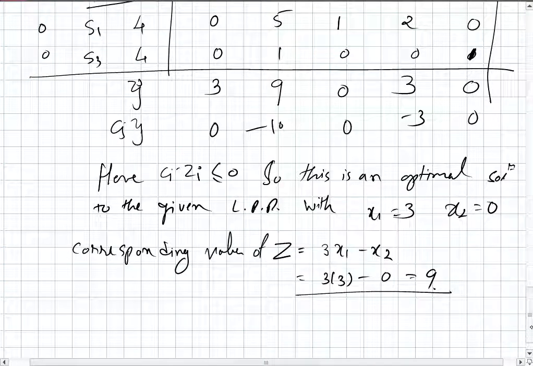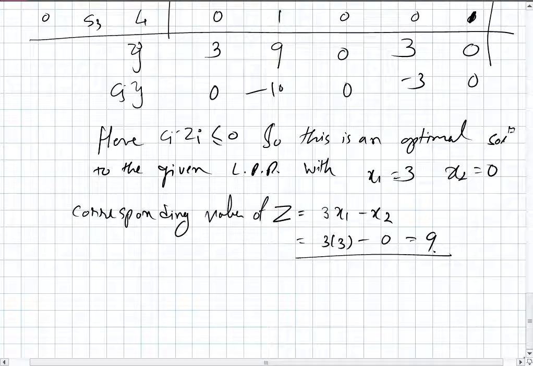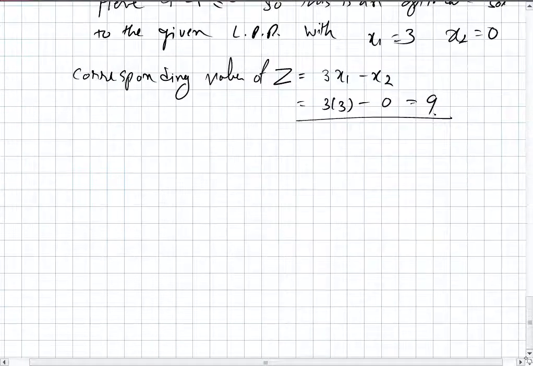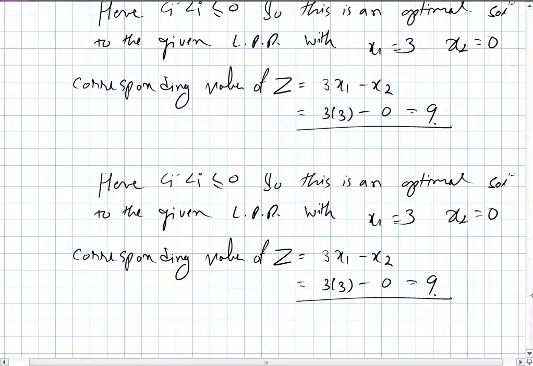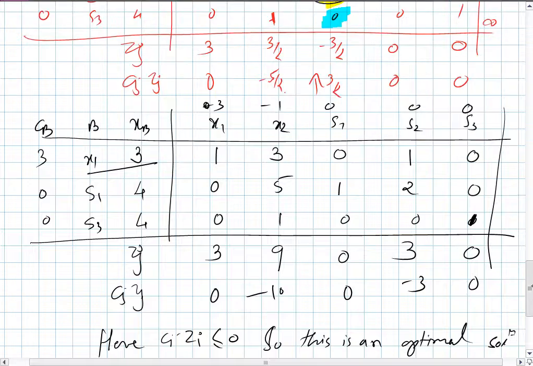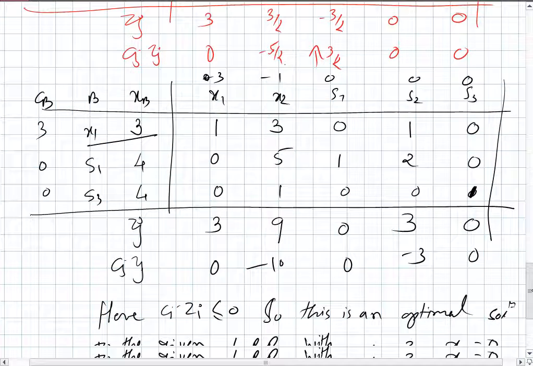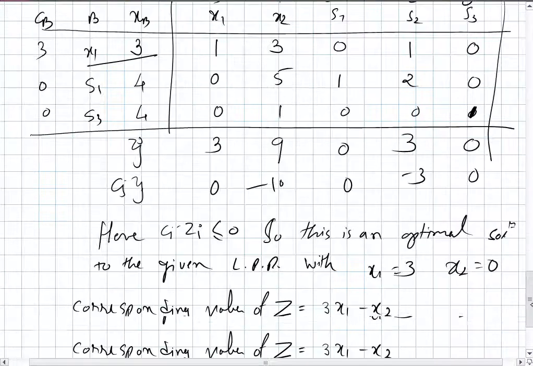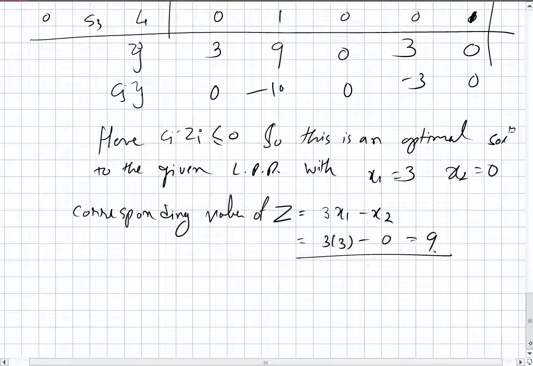Okay, so this is how we can solve a given linear programming problem via the two-phase method. We have already seen this problem solved via the Big M method as well as the graphical method. Today we have seen it again via the two-phase method.